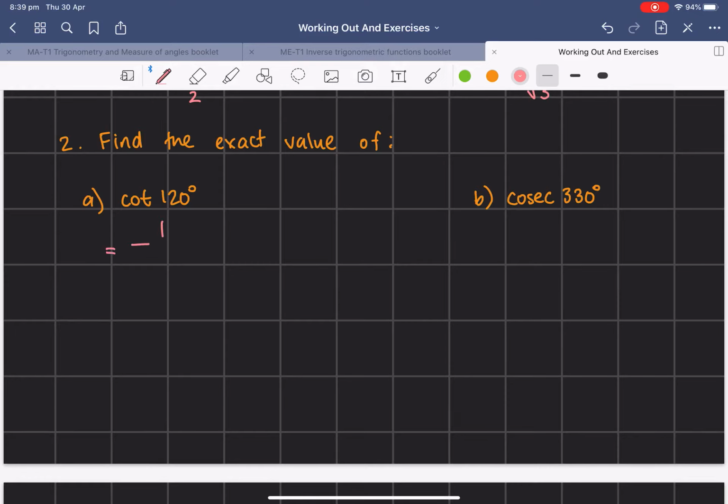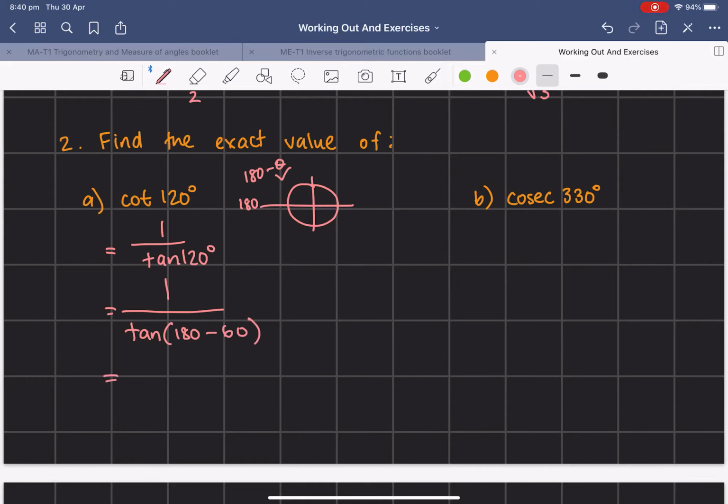Cot is 1 on tan 120. Okay, so let's talk about tan 120. That's going to be in this quadrant here, which is going to be 180 minus theta. So it's going to be 1 on tan 180 minus 60. 180 minus 60 is 120.